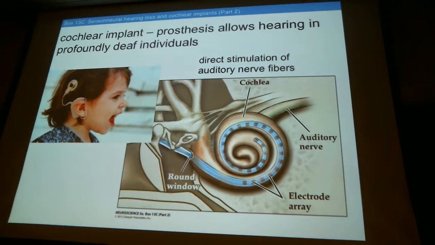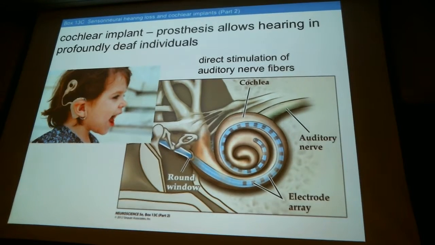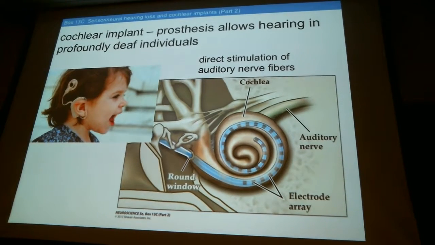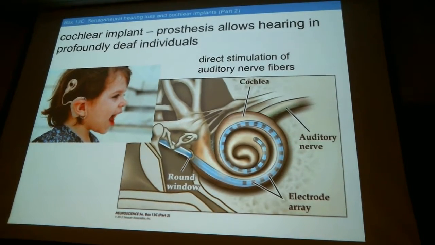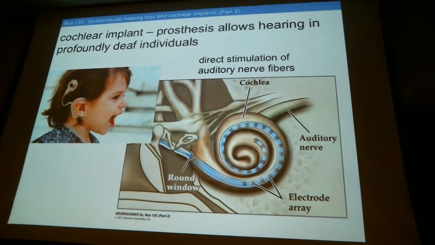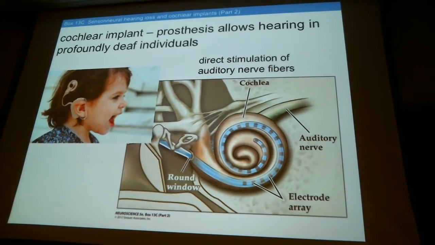Does the inner ear, does the cochlea grow as you age? So you need multiple cochlear implants throughout? That's a really good question. I don't know the answer to that question. I'd be guessing. But that would be a good question.